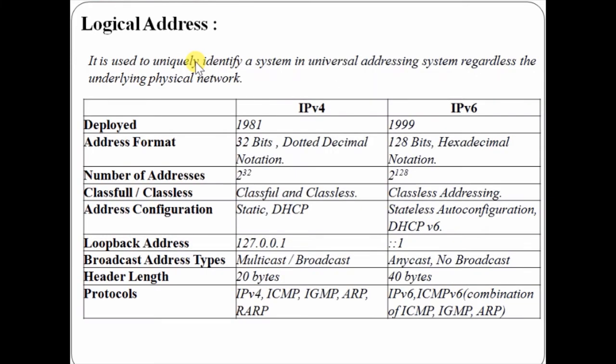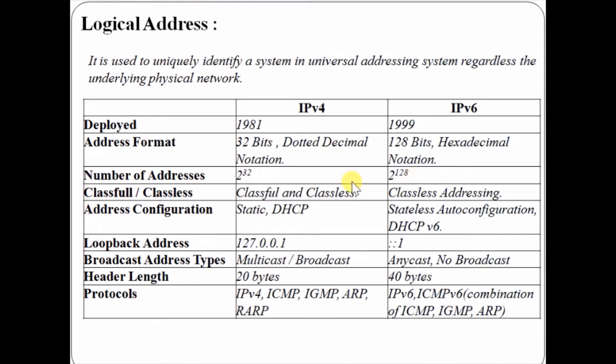In the TCP/IP model, logical addresses belong to either the IPv4 family or the IPv6 family. In the IPv4 family, logical addresses are 32 bits long, whereas in IPv6 they are 128 bits long. So we can generate 2 to the power 32 different IP addresses for IPv4, or 2 to the power 128 IP addresses for IPv6. IPv4 supports classful and classless addressing, whereas IPv6 supports only classless addressing.